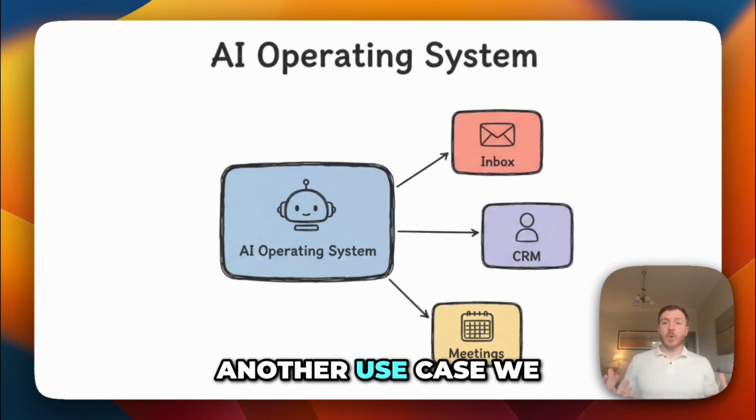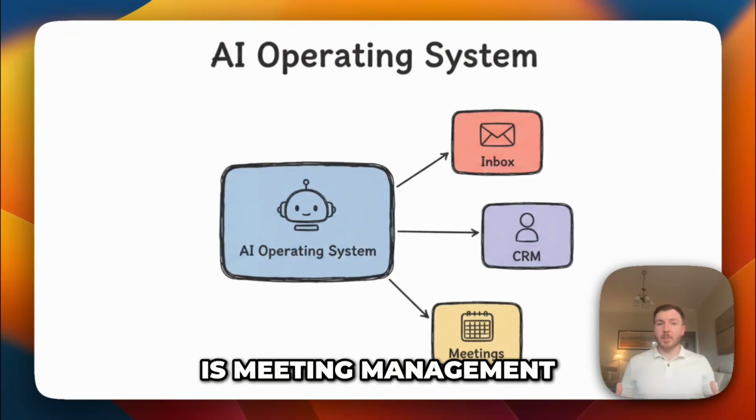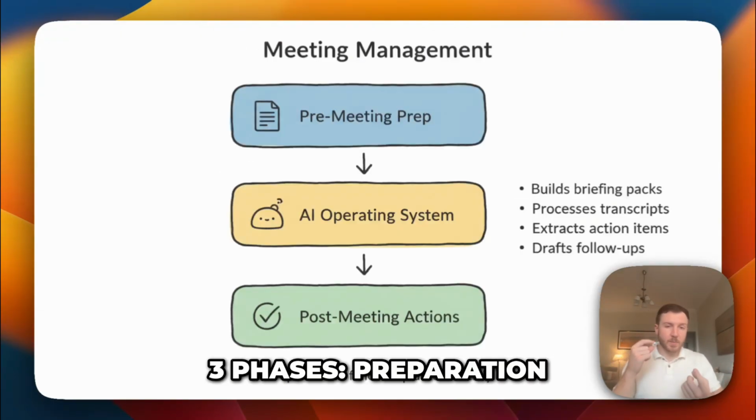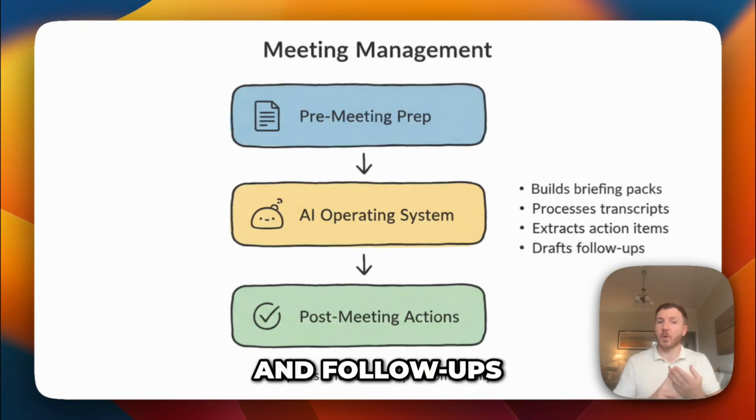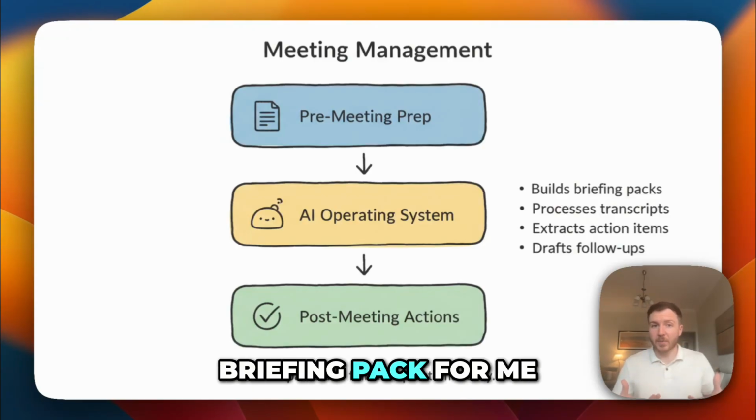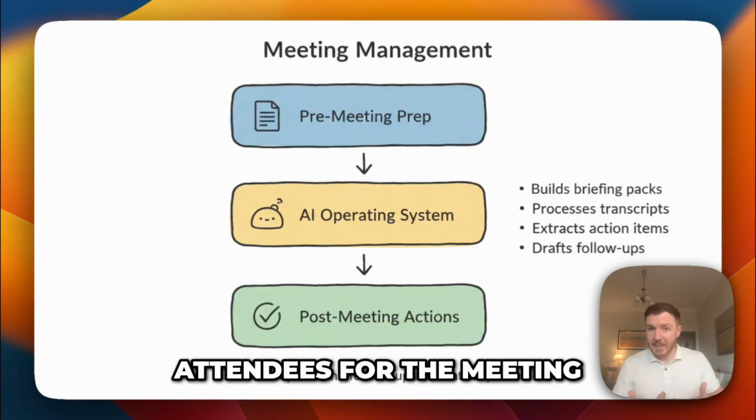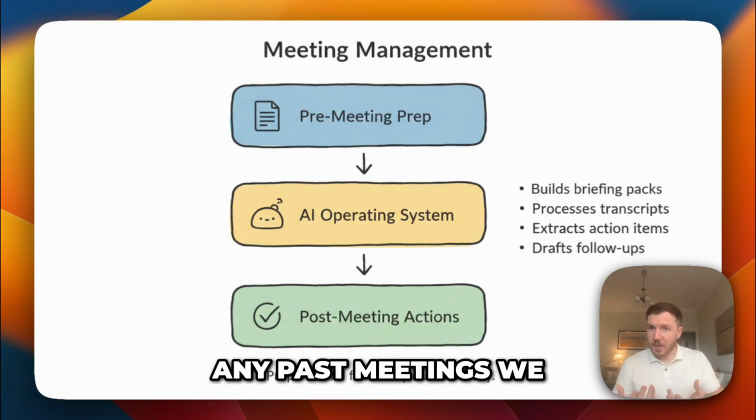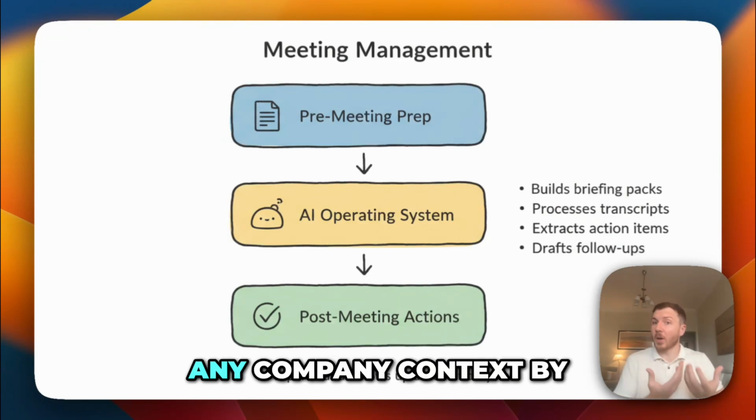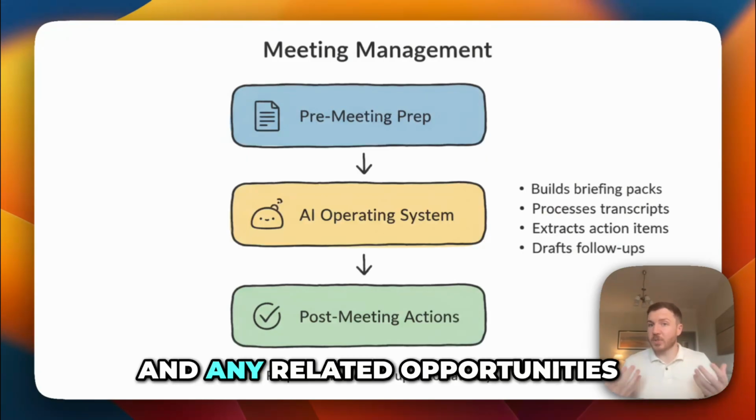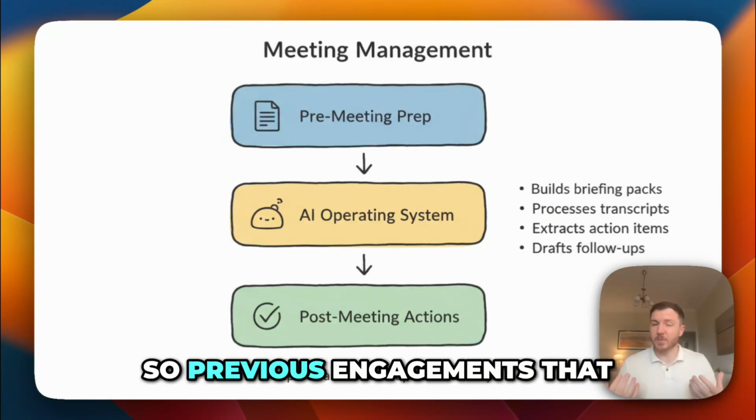Another use case we have inside our system is meeting management. To boil it down, meeting management runs through 3 phases: preparation, processing, and follow-ups. So when it comes to preparation, before any external meeting, the system creates a briefing pack for me. And this includes the attendees for the meeting, any recent conversations that we've had, any past meetings we might have had, any company context by doing deep research on the company, and any related opportunities, so previous engagements that we might have had.